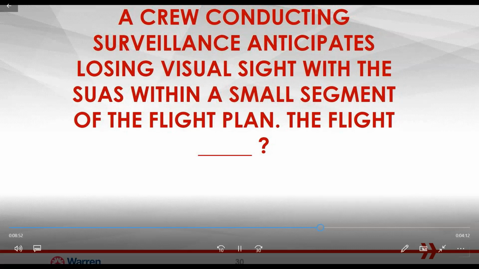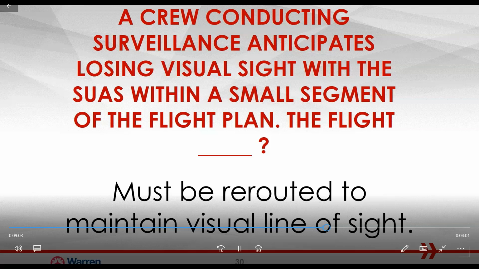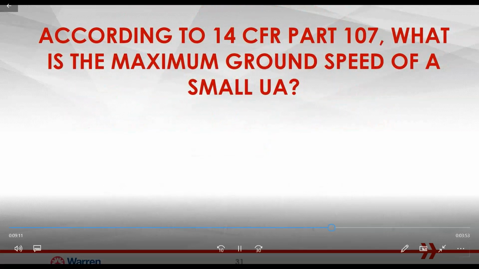Crew conducting surveillance anticipates losing visual sight with the drone within just a little segment of the flight plan. What must you do? The flight must be rerouted. You must 100% of the time maintain visual line of sight with your drone as a commercial, responsible professional pilot. According to 14 CFR Part 107, the maximum ground speed, and again, you will either pick 87 knots or, that's right, 100 miles per hour.